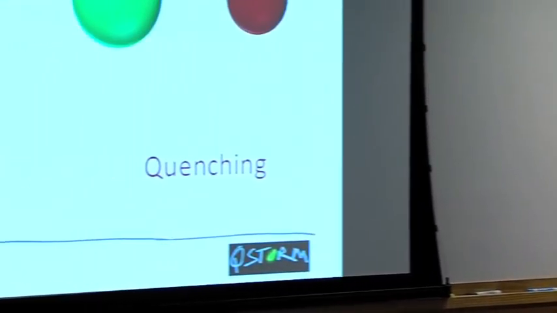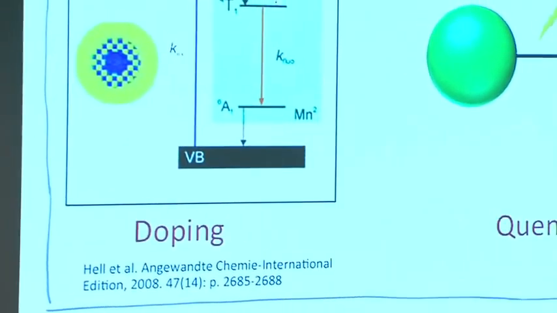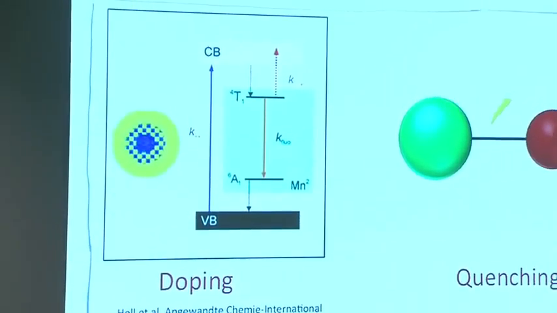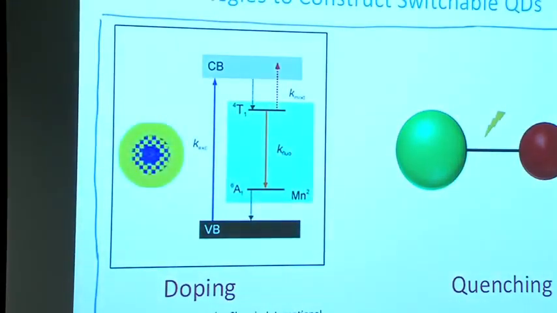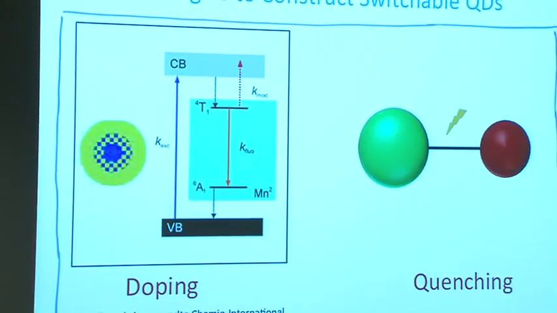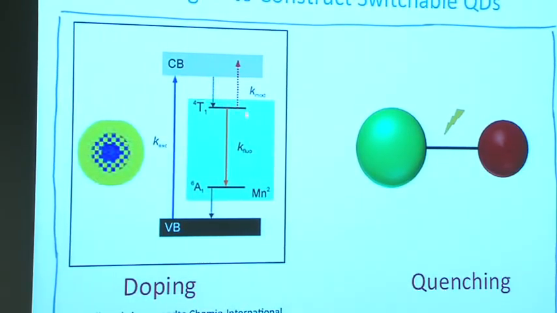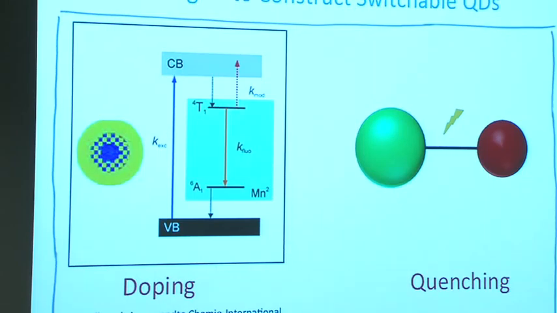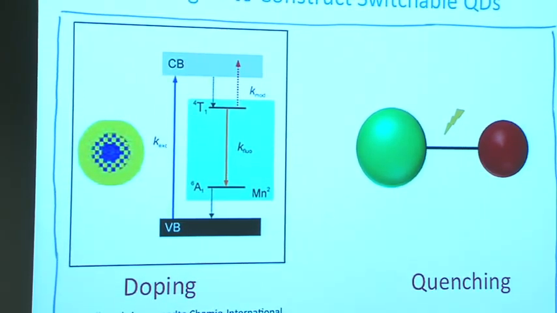We have considered two different strategies to make switchable quantum dots. Number one is based on doping. Doping literally means that you add some impurity material into the original semiconductor nanocrystals. And this impurity can bring in new energy levels, which can introduce this kind of switching effect.